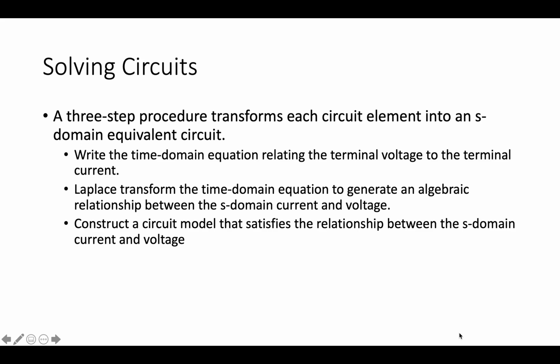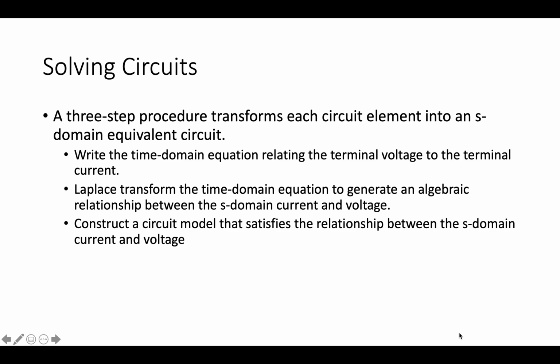So one option would be that we wrote normal node and mesh equations, inserting the differential elements for the derivatives for currents and voltages, for capacitors and inductors, and then solve the differential equation. But it turns out, instead of doing that, it's much easier to work with the circuit itself and transform the circuit into the S domain, solve the circuit in the S domain, and then take the inverse transform to get a solution. So basically, when we solve circuits using Laplace, we have a three-step procedure.